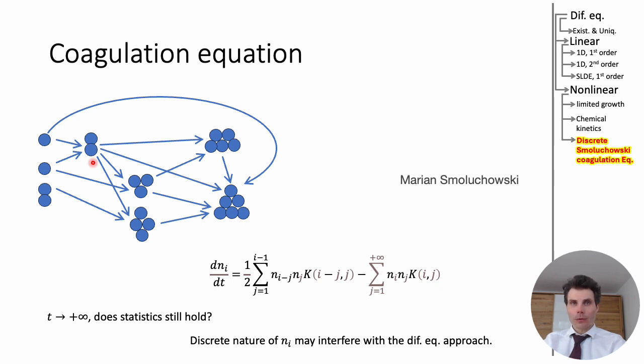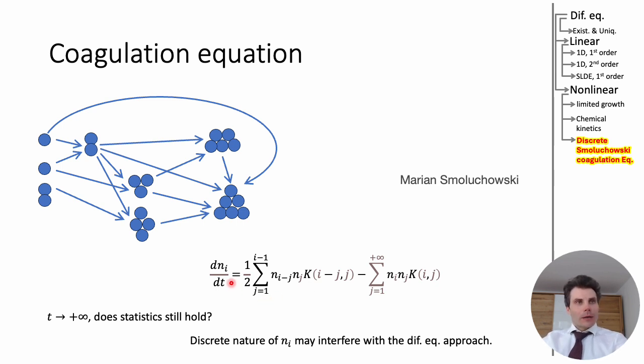In the previous example with A plus B turning to C, we had just one constant, K. But in this case, every type of clustering can have its own velocity constant, depending on the size of the reagents. And when we account everything carefully, we can obtain the equation written down here.